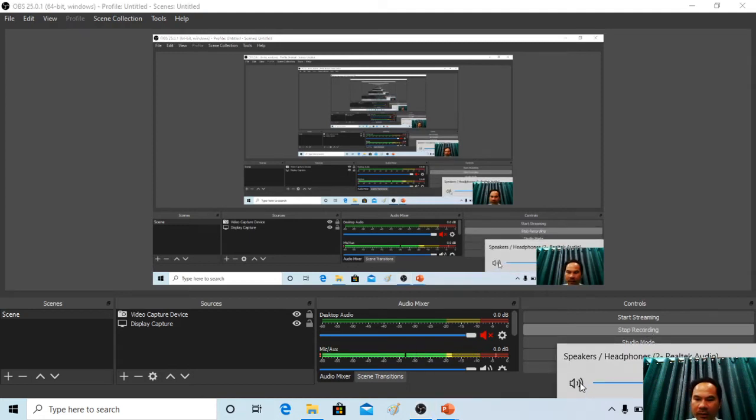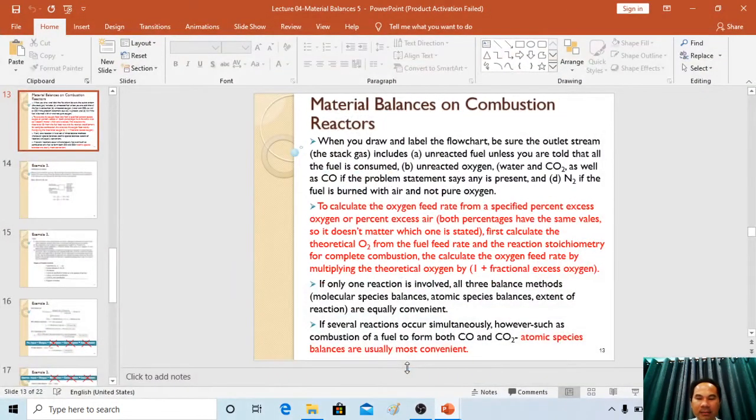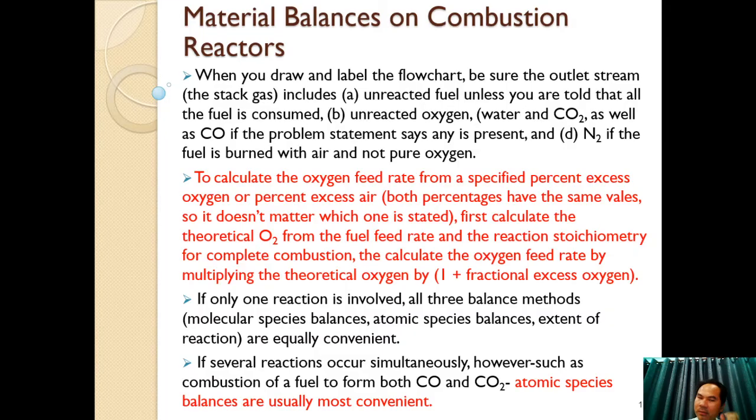Hi everybody. Now we continue on the material balance for the combustion reaction system. Previously we introduced the combustion reaction, with the combustion reaction with excess air. For this case, we will consider the material balance on the combustion reactor.